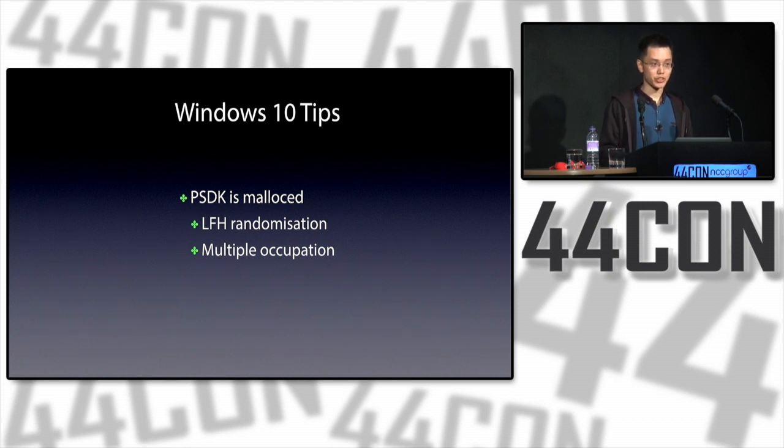PSDK is still first allocated by malloc on the low fragmentation heap, the same as Windows 7. But the low fragmentation heap itself changed from Windows 7 to Windows 10. There is randomization added into this heap. On Windows 7, when a memory block is released, it goes to the end of the free list, and when the next allocation comes, the block at the end of the free list is the next one to be allocated. So the free list works very similarly to a stack, last in, first out. It's very predictable.